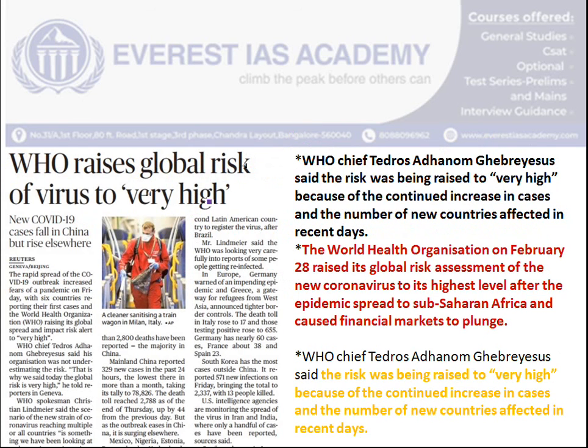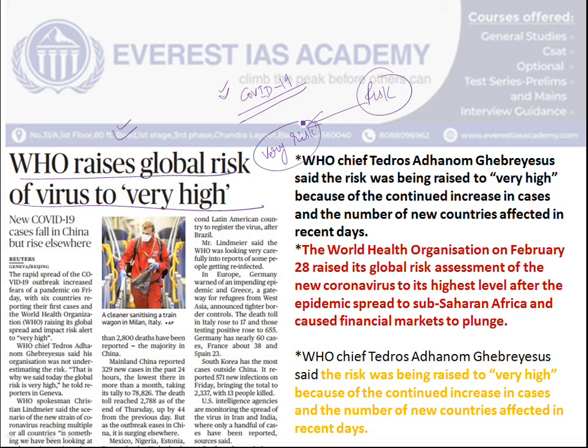Then this article, WHO raises global risk of virus to very high. So basically, friends, this novel coronavirus, or COVID-19 as we say, has already been declared a public health emergency of international concern, and it has been placed under the risk category. Now WHO has classified it as a very risky category, because till now it has been under the category of epidemic only. Now WHO is thinking to reclassify it as a pandemic disease. So let's study the basics of epidemic and pandemic in this video.